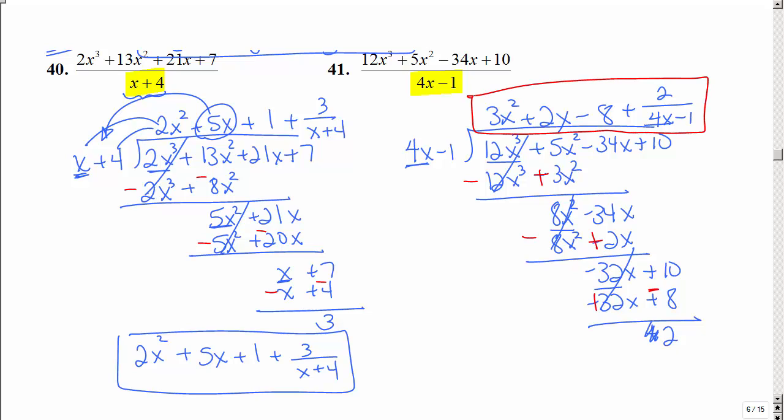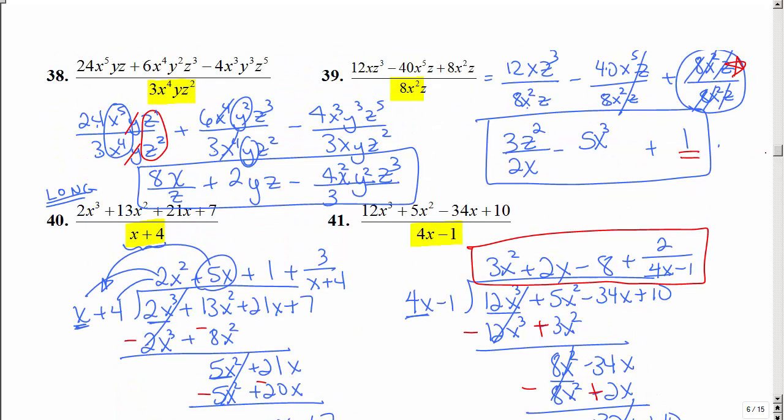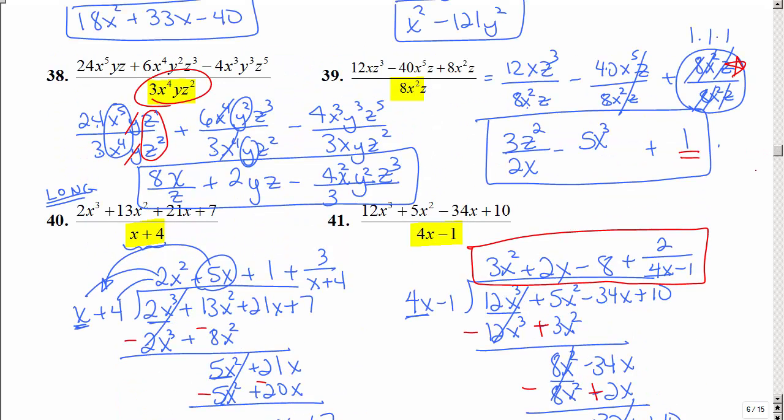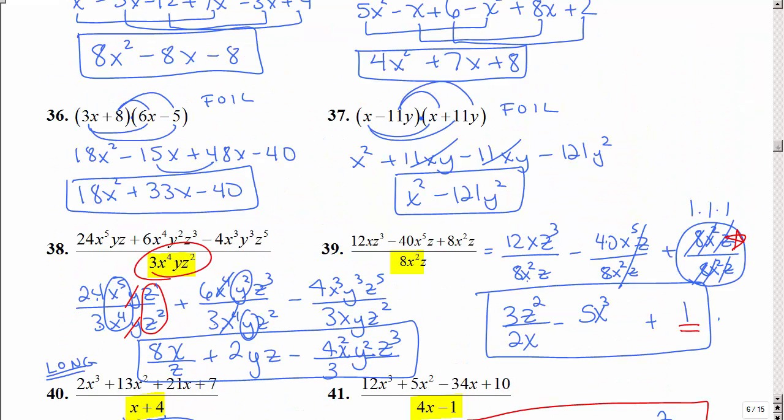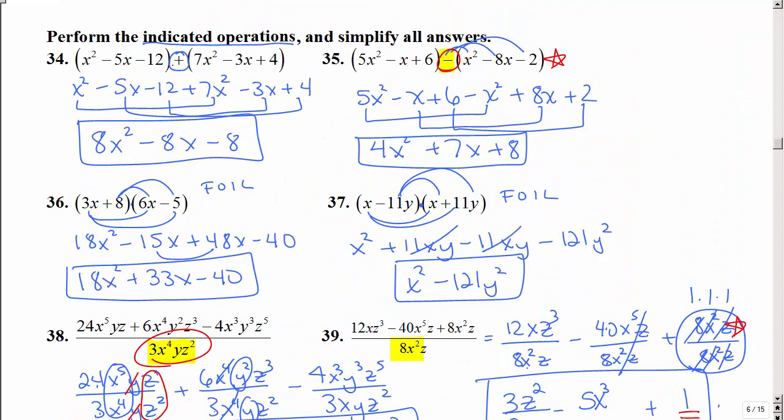Now again, I know this is fast, but this should just be a review. So what we just did was we divided polynomials two ways, with long division and monomial division. We multiplied polynomials, and we added and subtracted polynomials.